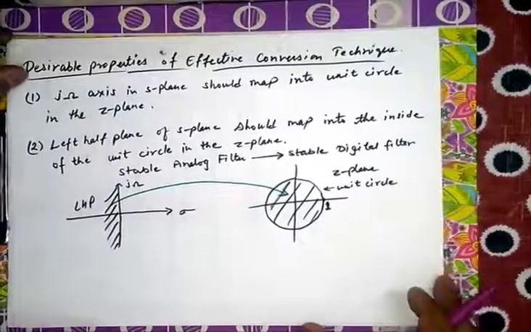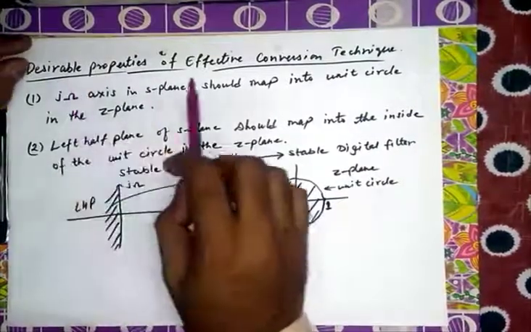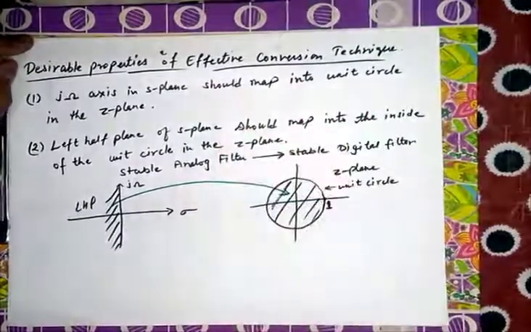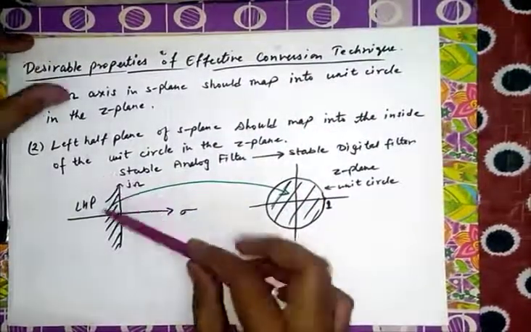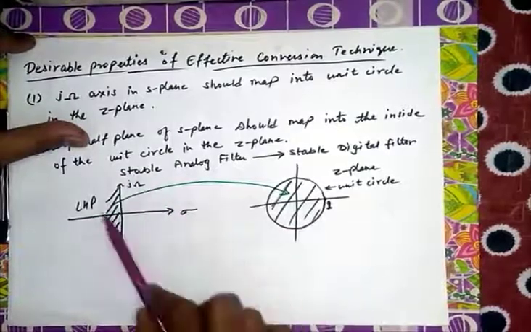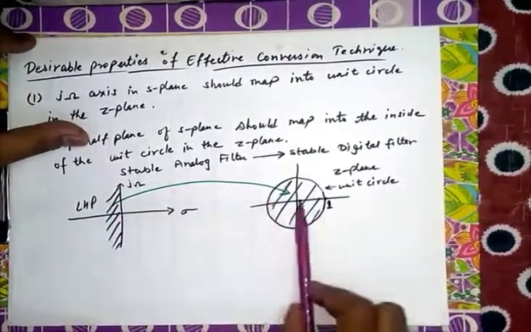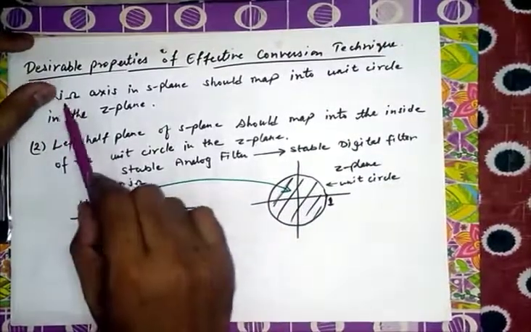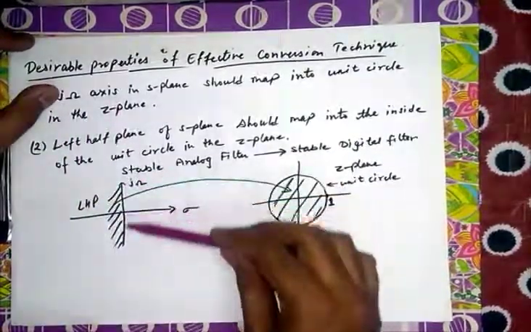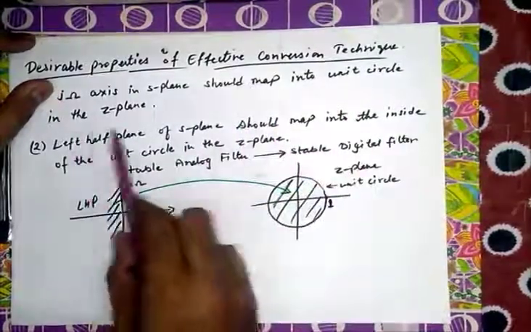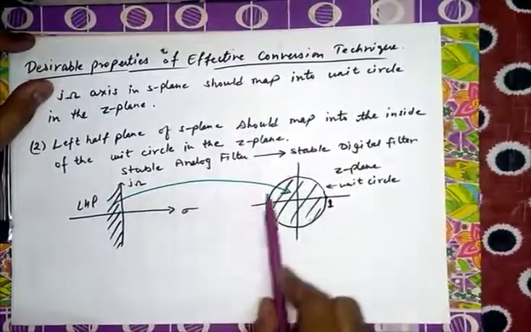Now what is mapping basically? Desirable properties of an effective conversion technique. Effective conversion technique means that from the Laplace domain, all the poles, all the information should be mapped to the Z domain, that is the digital domain. So the j omega axis in the S plane should map into the unit circle in the Z plane.